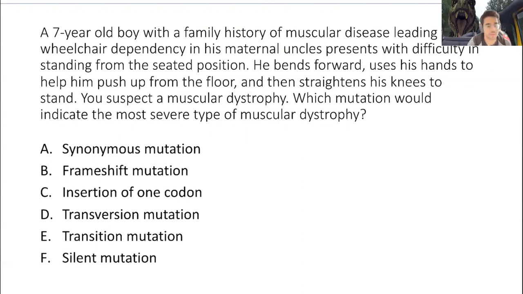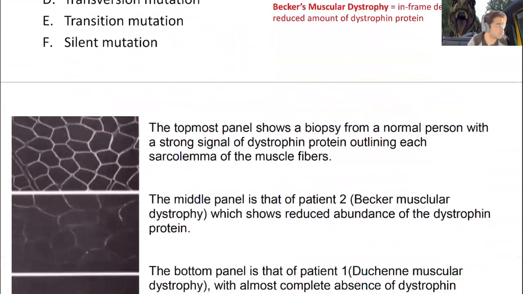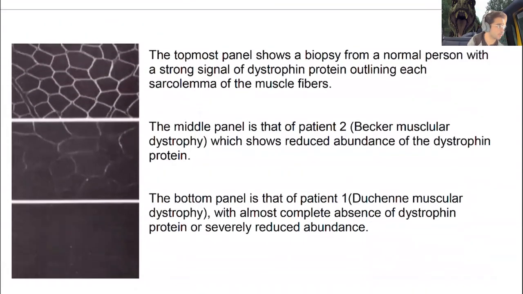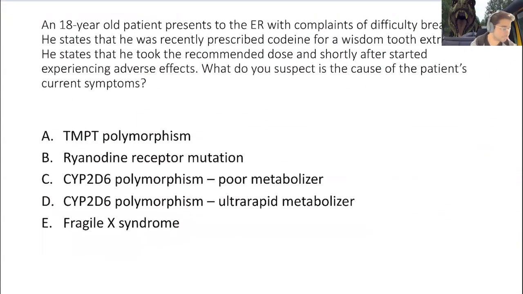Frame shift mutation for this. So keep that in mind and it'll help you guys a lot. So complete absence of the dystrophin gene protein in Duchenne's, whereas in Becker's there's some amount of it, because remember, these serve as scaffold for your muscles. So don't spend too much time on this. You're going to learn more about it later on, but it's just important to know. Let's do this one.